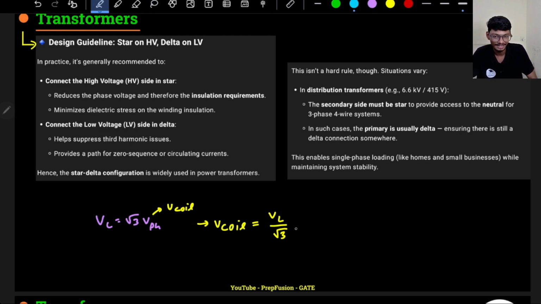So I need less insulation, right? So that's why generally we connect the star on the high voltage side and delta on the low voltage side. Okay, so it reduces the phase voltage, therefore insulation requirement is reduced, minimizes dielectric stress, same reason.